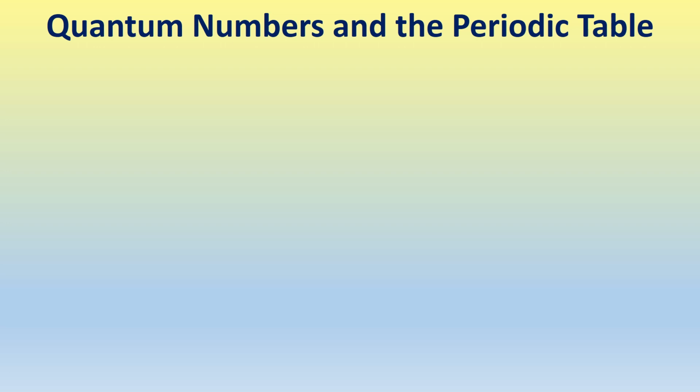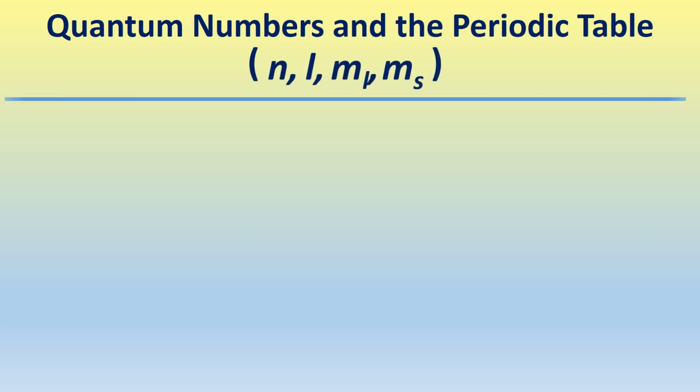In the previous video in this series, linked in the description below, we saw how earlier experiments in the 20th century led to the development of the theory of quantum numbers. There were four quantum numbers that were developed: n, l, m subscript l, or m sub l, and m subscript s.